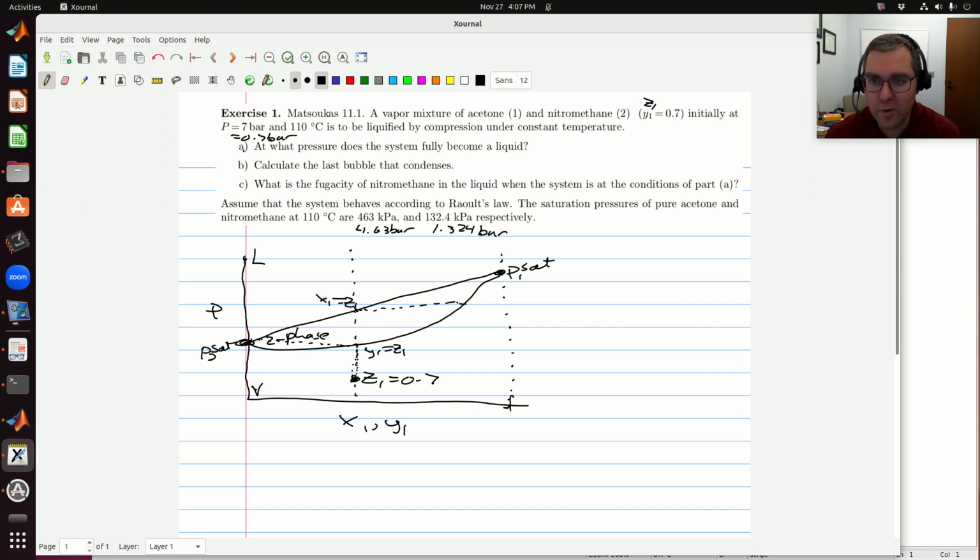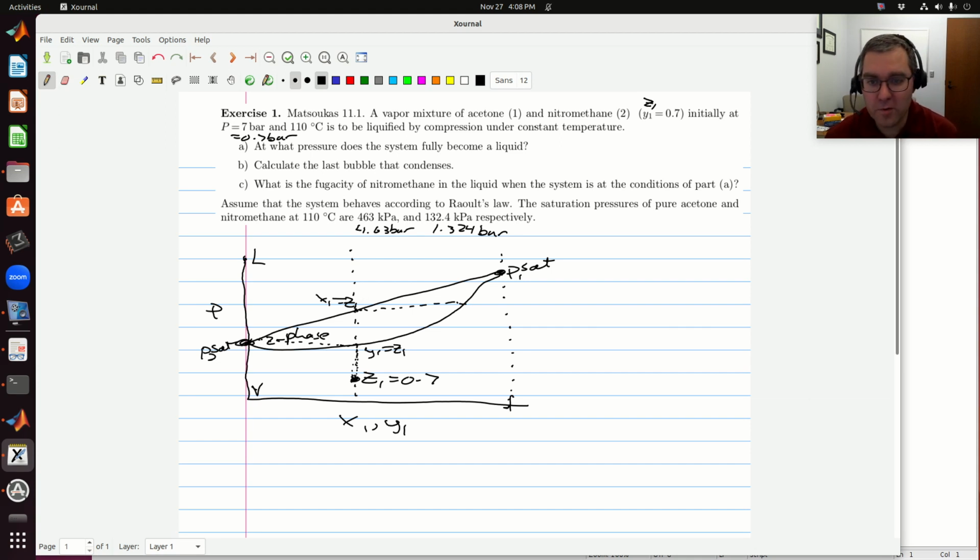So I'm going to interpret problem A, assuming I start at a pressure of 0.7 bars. I'm assuming I'm over here in the vapor. So I'm going to take this to be: what's my bubble point pressure? At what pressure does the system fully become liquid? And then at that pressure, what is the composition of my vapor bubble? Okay, cool. That's how I'm going to interpret it.